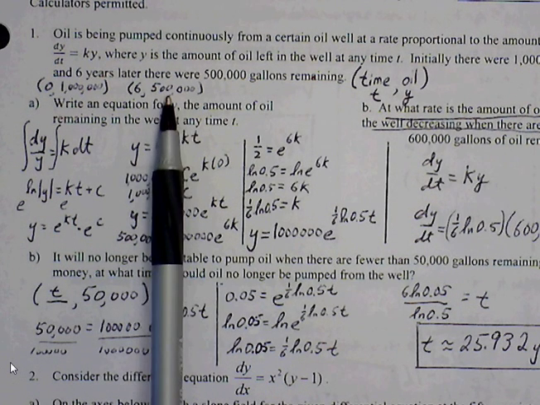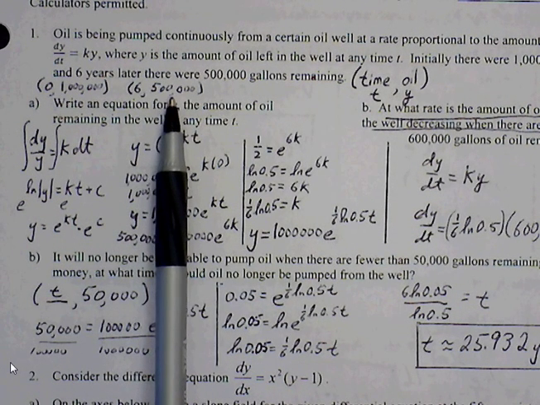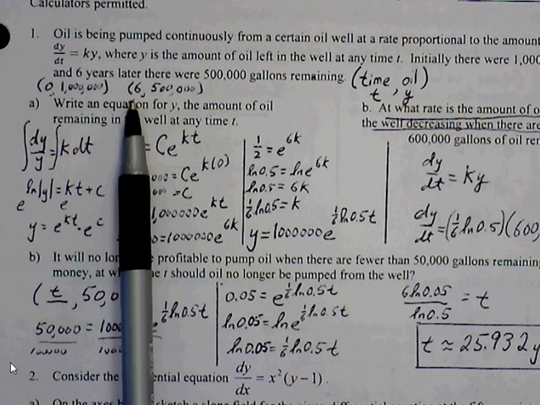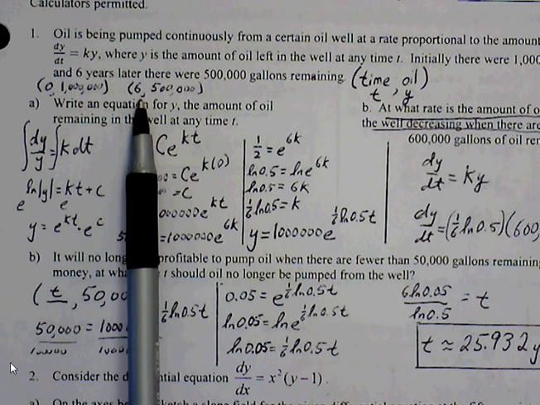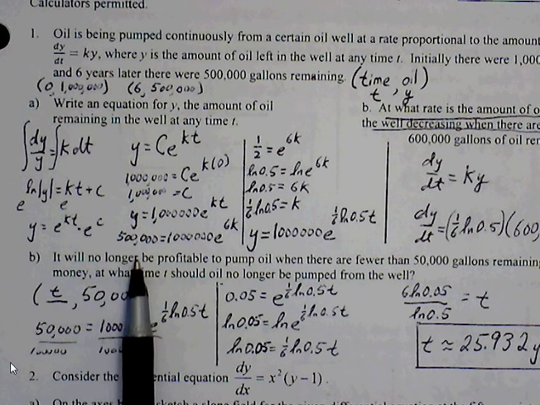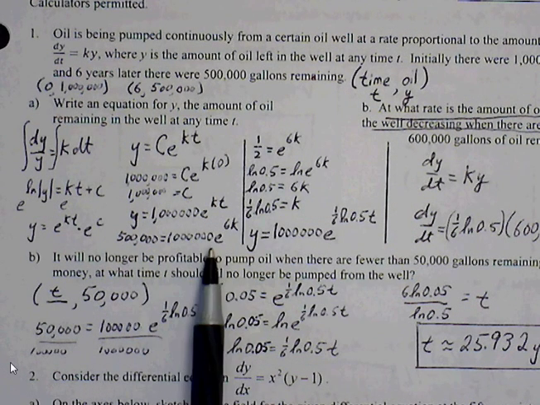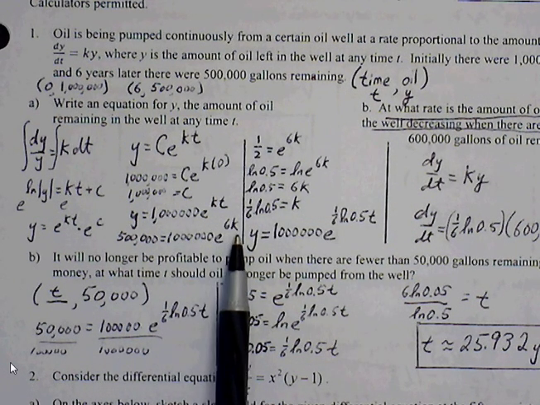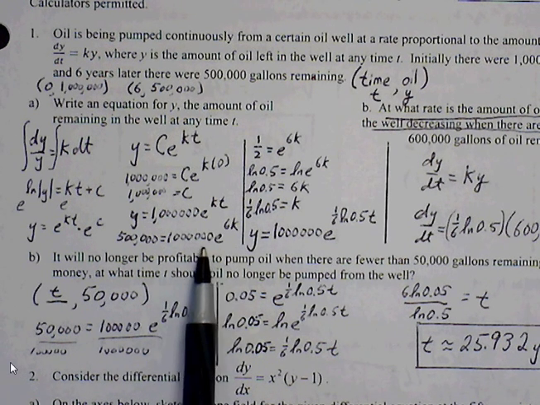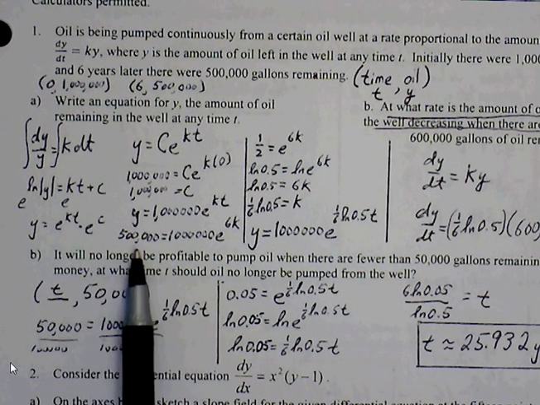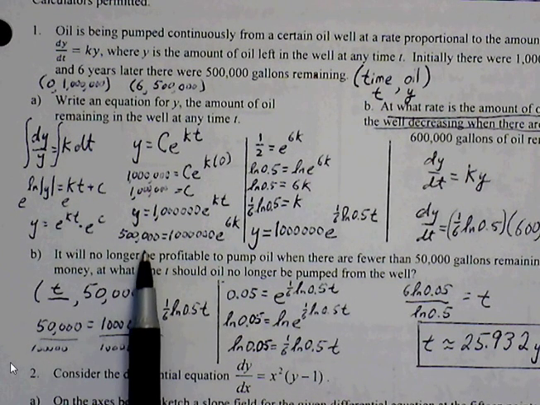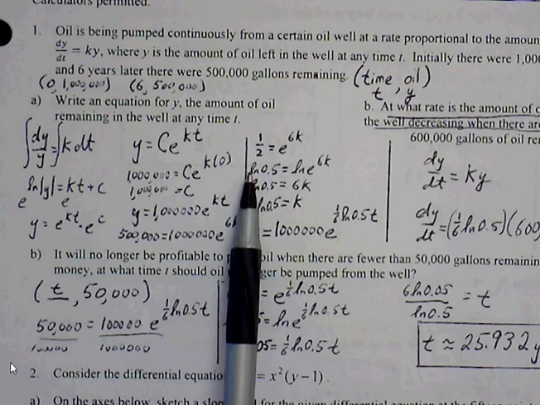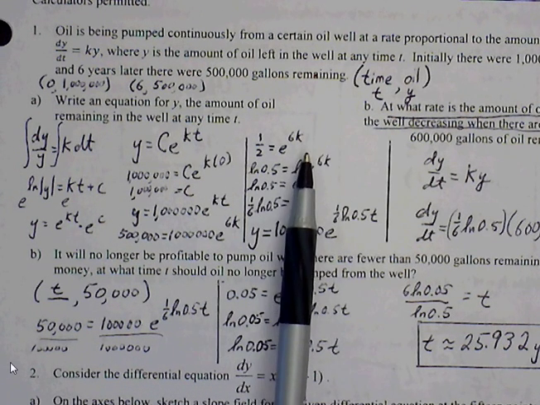So let's plug in 500,000 for y. 6 is 6 years, so let's plug that in for t. Once we have that, we get 500,000 = 1,000,000 e^(6k). We want to solve for k, but first we want to get e^(6k) by itself. So let's divide both sides by 1 million. 500,000 divided by 1 million is simply 1/2. So we get 1/2 = e^(6k).